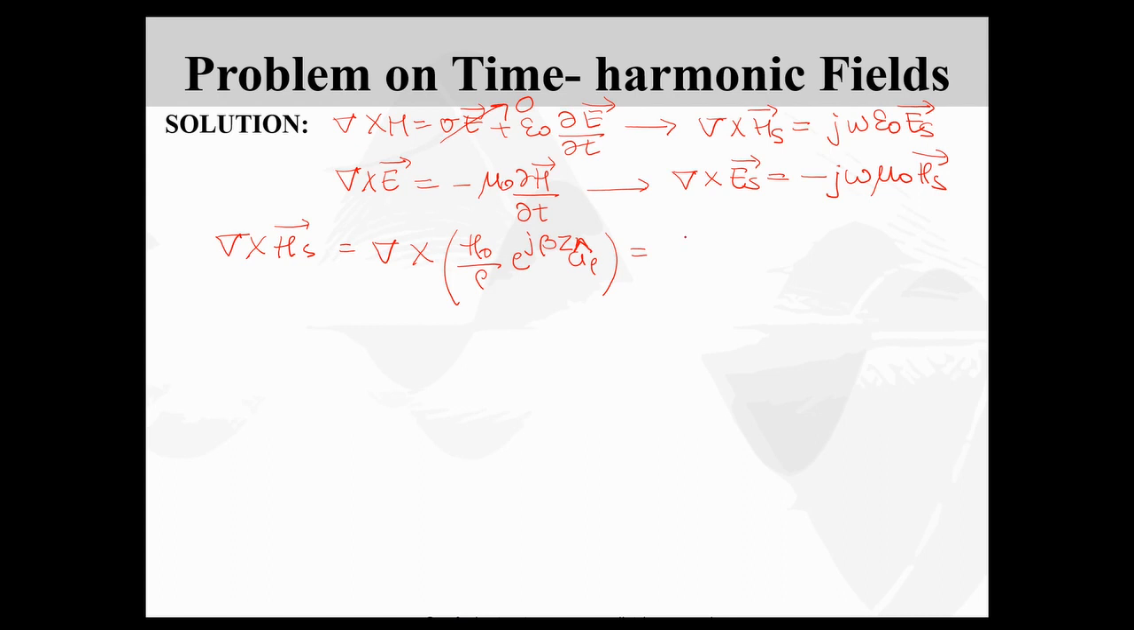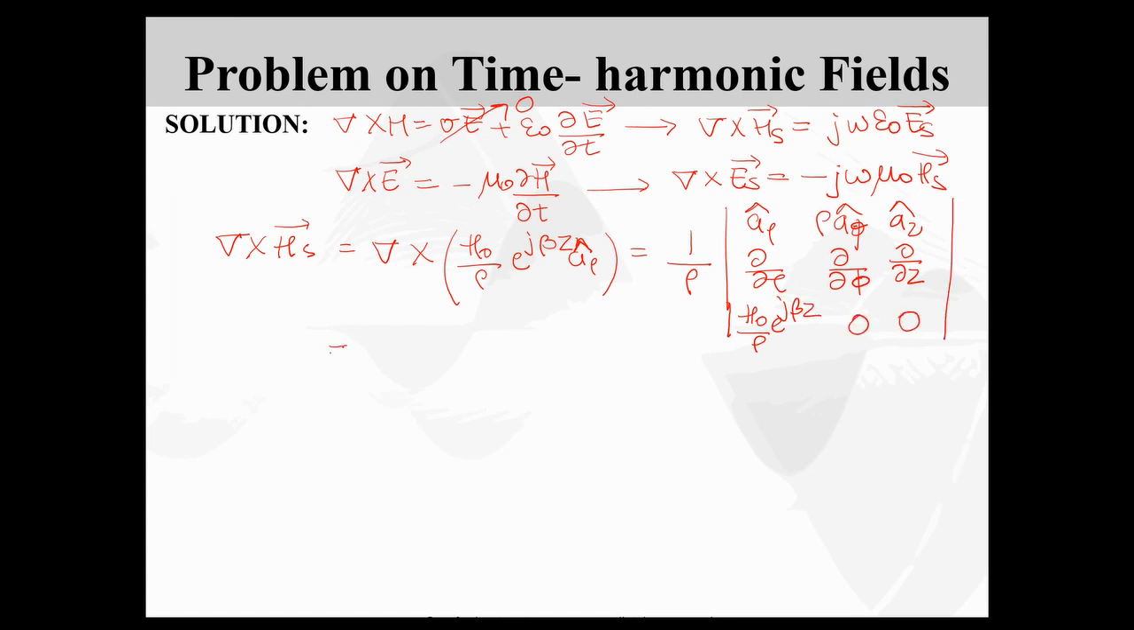We need to apply the curl effect, that is the determinant 1 by rho into determinant of a rho, a phi, a z in the first row, which consists of all the directional components. Then comes d by d rho, dou by dou phi, dou by dou z. And here comes the coefficient of H along rho direction, which is h naught by rho into e to the power j beta z. This is 0 and this is also 0.